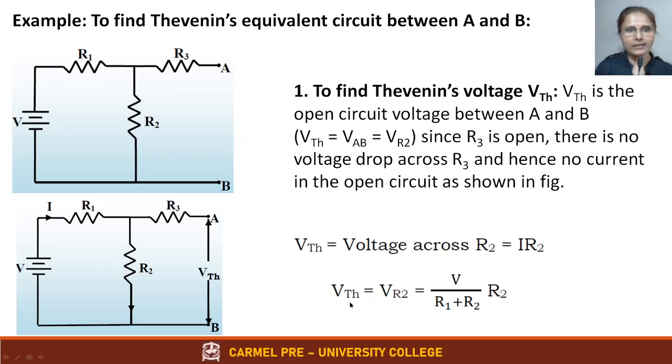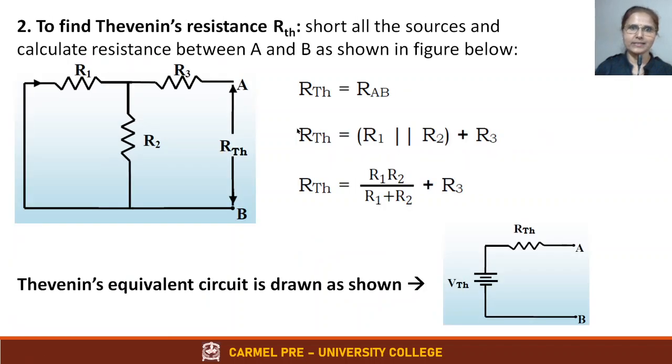Now to find RThevenin, again you have to open circuit this and see the resistance from this angle when the voltage source is replaced by its internal resistance, if any. But in our case it is an ideal voltage source. For all problems it is going to be an ideal voltage source only. So you are going to short it and then find the resistance. Let us take that next.